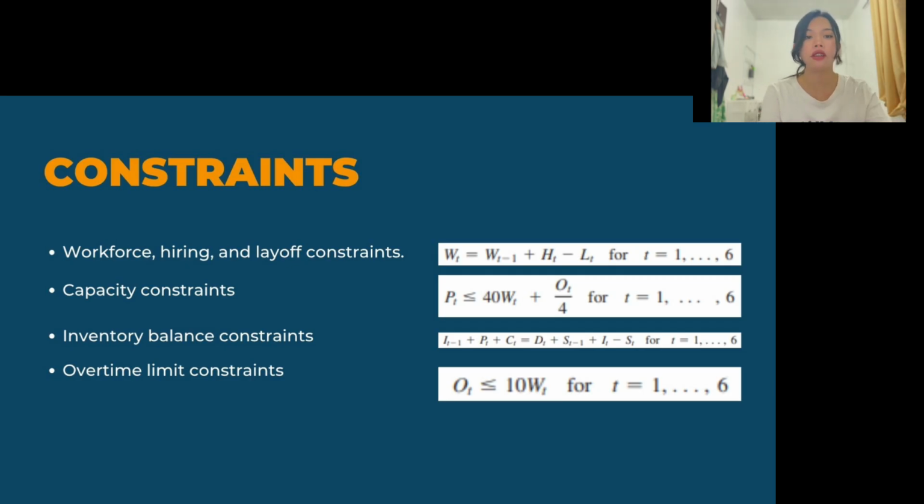And lastly, for constraints, we have the overtime limit constraints. This is the fourth set of constraints that requires no employee to work more than 10 hours of overtime each month. This requirement limits the total amount of overtime hours available as follows. So we have here the equation: O sub t is less than or equal to 10 W sub t. The 10 there is the hours that an employee should not exceed.